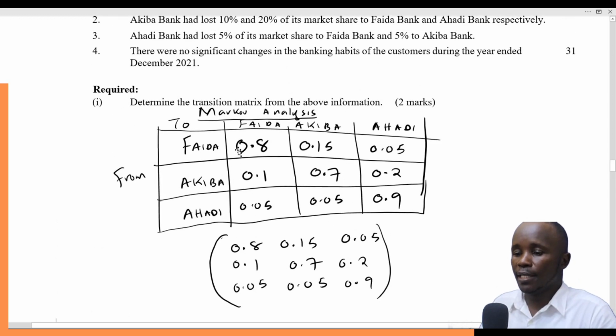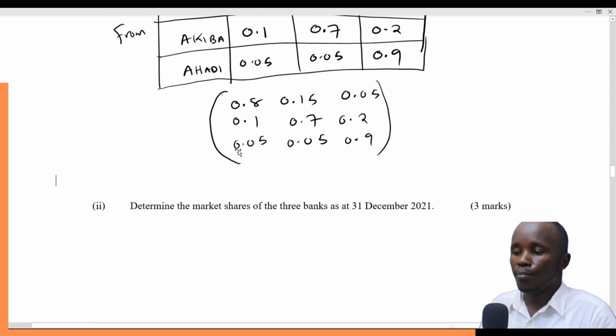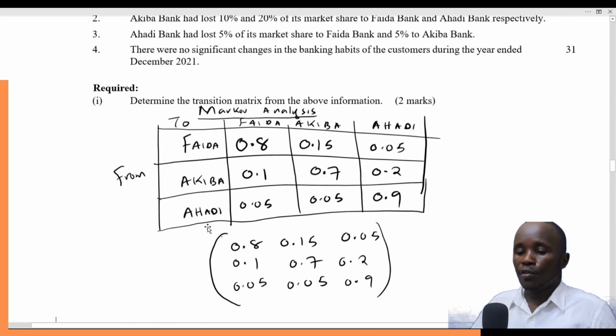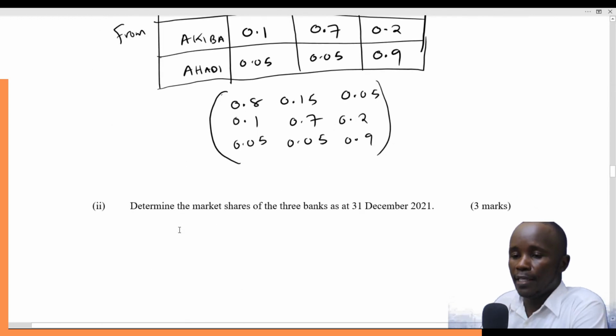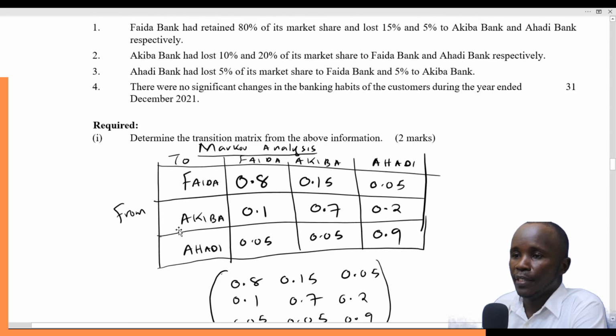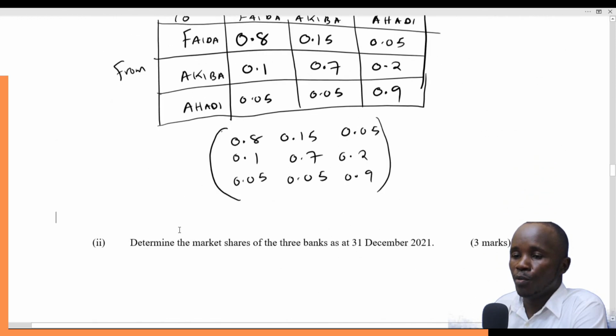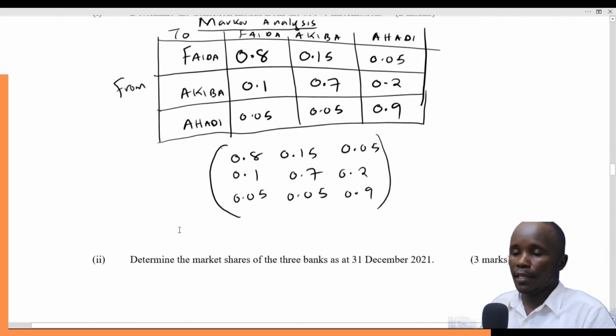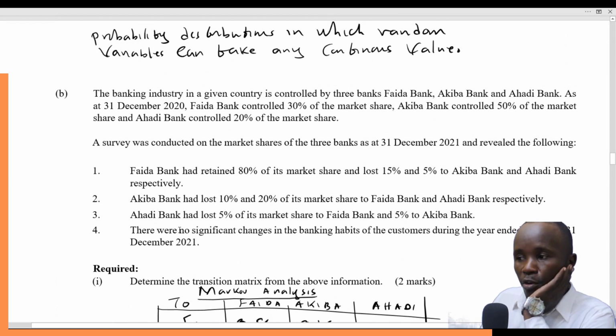The transition matrix is just explaining the movement of people from one bank to another. Up to that point, I hope it's clear. We move to the next part. We are told to determine the market share of the 3 banks as at 1st December 2021. Now, to get the projection for 2021, we need to use the market share in 2020. Let's go back to the question.